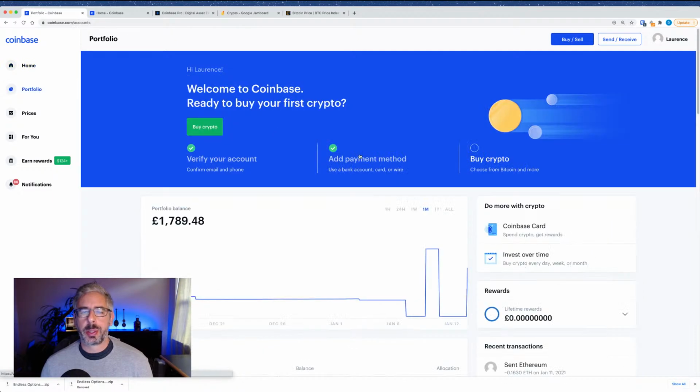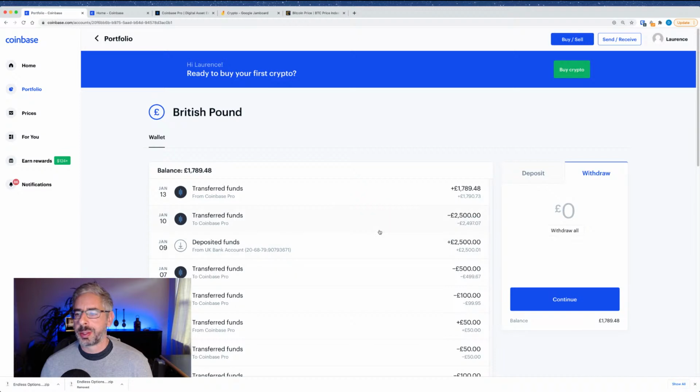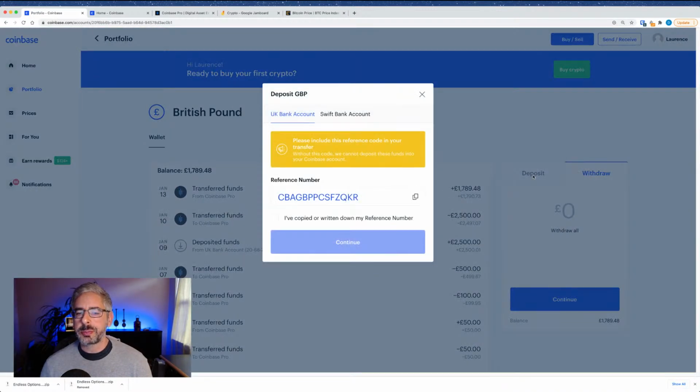So back to the deposit. You're going to go down here in the portfolio and just click on British pounds. And then over here on the right, you're going to see deposit. Once your bank account is linked up, they're going to give you this reference number, which is for you. You want to copy that. And once you've copied or written down your reference number, you hit continue.